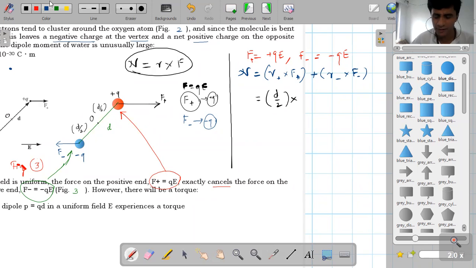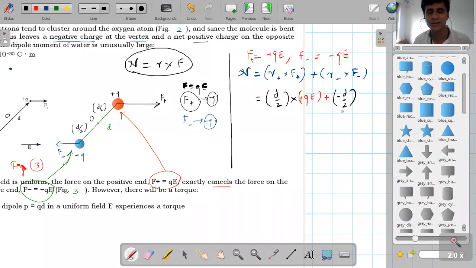So I will write, this is your QE with plus sign, plus, I will use a different color. Is that okay? Yes. Now, dear student, r minus is, take this along the y-axis. Which axis? Along the negative y-axis. Therefore, this d by 2 can be written like minus d by 2.